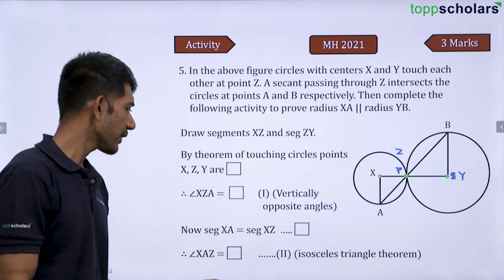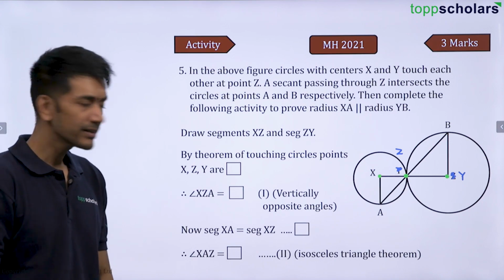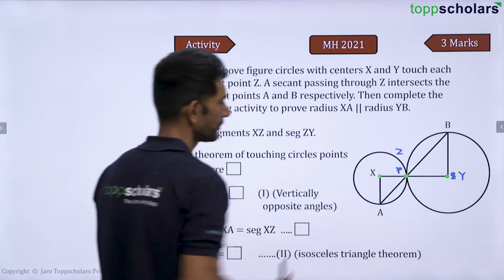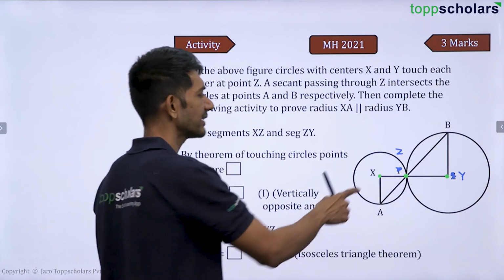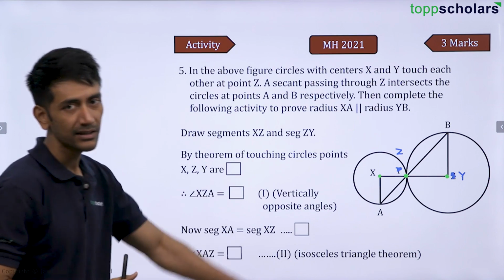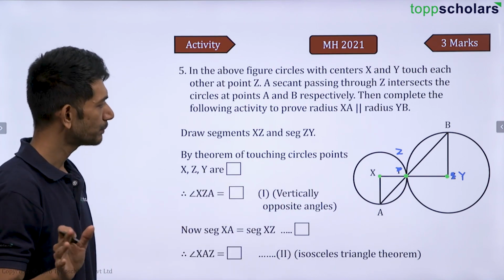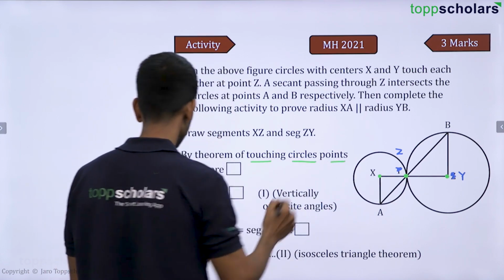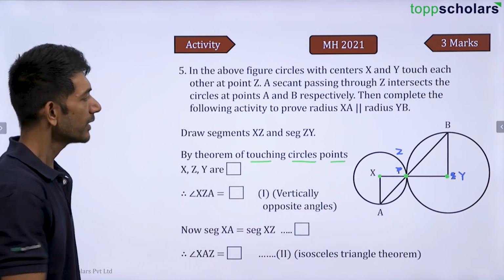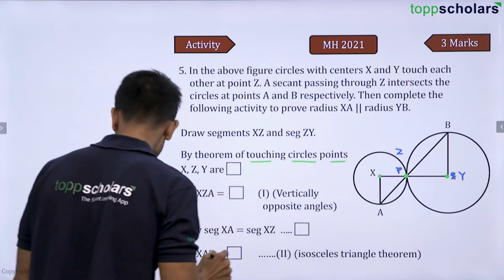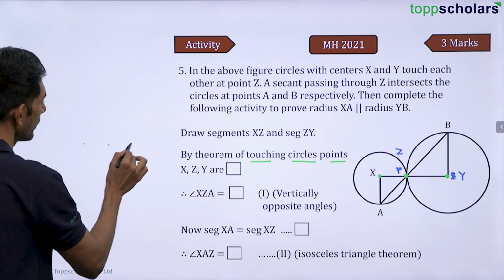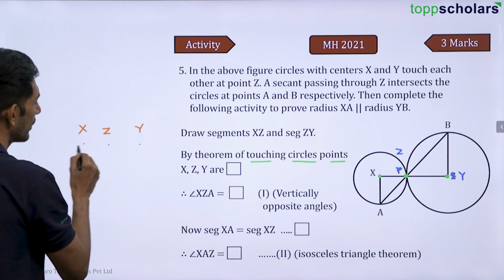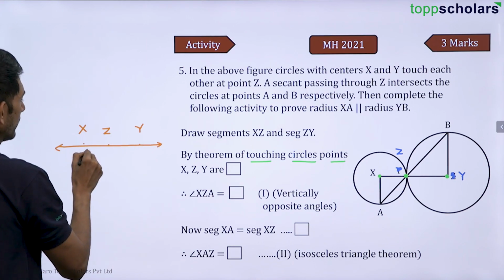Now understand, obviously we are going to prove this further as well. If you see this very carefully, what is given to us? It is given that there are two circles. X is the center of the first circle, Y is the center of the second circle, Z is the point where they are touching. So by theorem of externally touching circles, X, Z, Y, what can I say about X, Z, Y? It is very important. Can I say they lie on the same line?